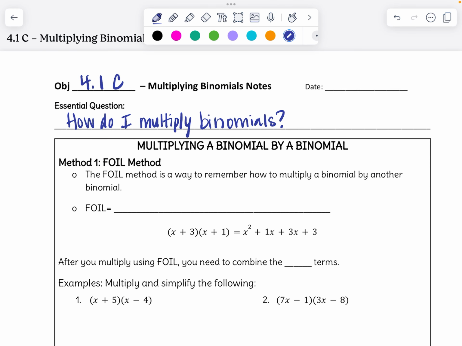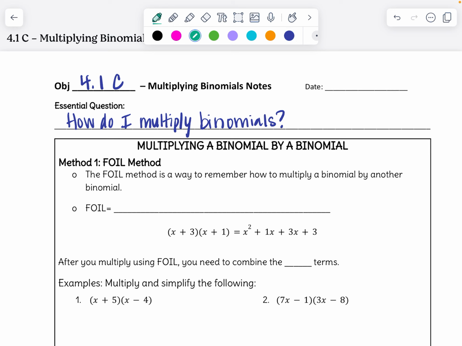Today we will be learning how to multiply binomials. Remember, a binomial is a polynomial with two terms. So I'll show you two methods today for multiplying a binomial by a binomial. First is the FOIL method. FOIL is just a way to remember how to multiply the binomials.